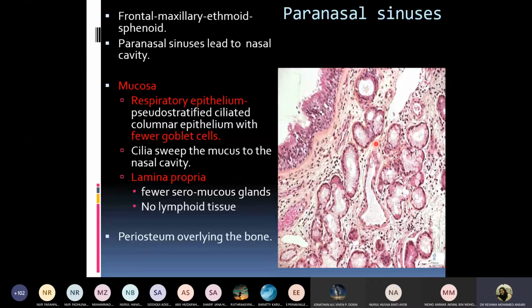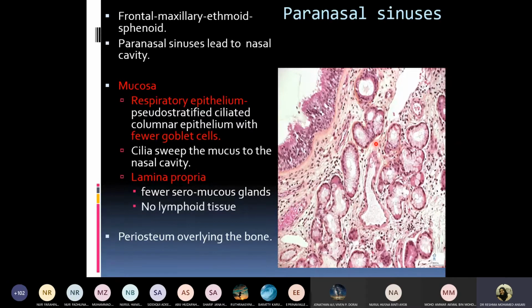Why very few goblet cells? And also very few glands in the lamina propria. Why? Otherwise, you're going to cause sinusitis. Yes, generally we have sinusitis, but if we have more gland secretion, it will secrete more, and the draining of the paranasal sinuses becomes difficult.